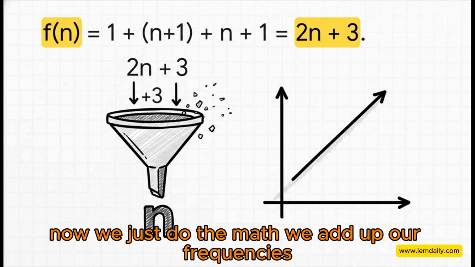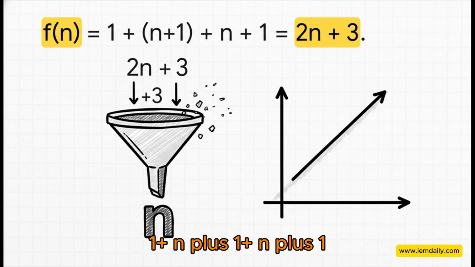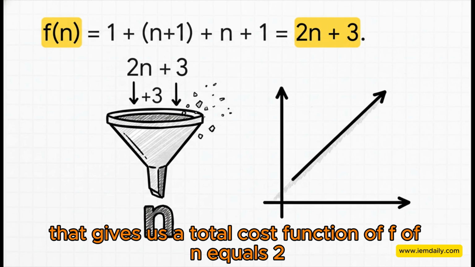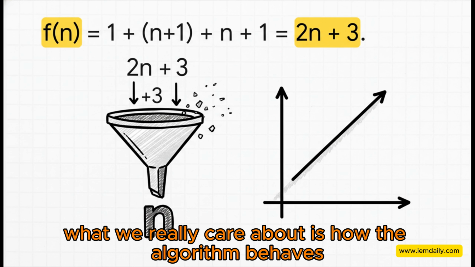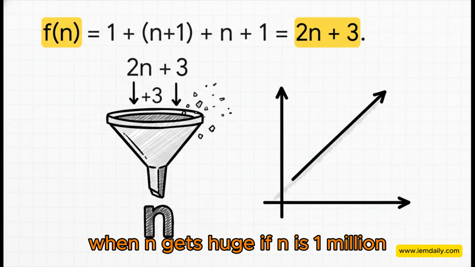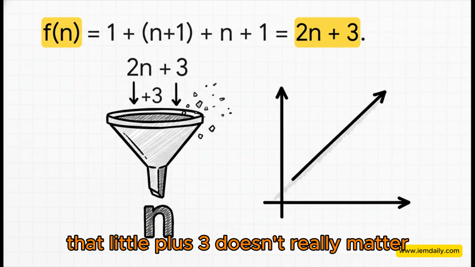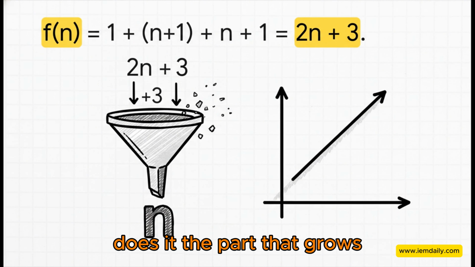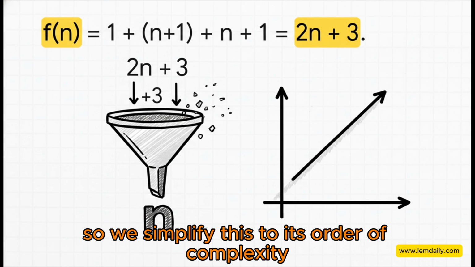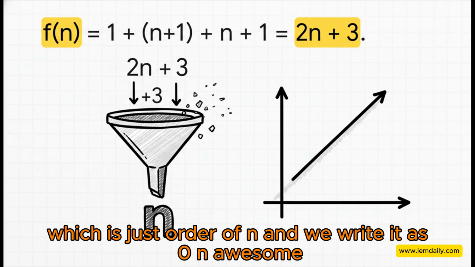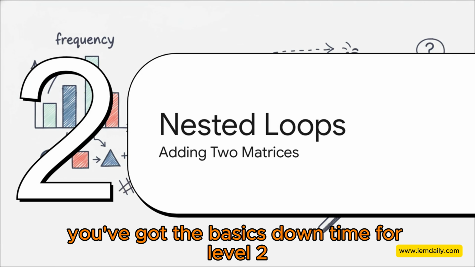Now we just do the math. We add up our frequencies, 1 plus n plus 1 plus n plus 1. That gives us a total cost function of f of n equals 2n plus 3. Now, in what we call complexity analysis, what we really care about is how the algorithm behaves when n gets huge. If n is 1,000,000, that little plus 3 doesn't really matter, does it? The part that grows and really defines the cost is the 2n. So we simplify this to its order of complexity, which is just order of n, and we write it as O(n). Awesome, you've got the basics down.